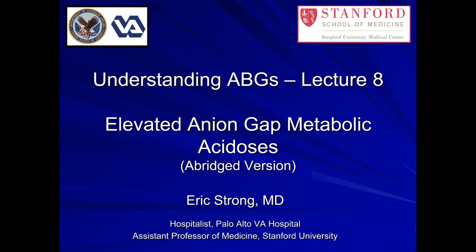This is the abbreviated version of the 8th lecture in this course on understanding ABGs, and the topic is elevated anion gap metabolic acidoses. While lectures 3 through 7 focused on providing a collection of rules for determining a patient's acid-base status, lectures 8 through 12 will discuss the differential diagnosis for each of the 5 general pathophysiologic states of acid-base balance, and provide some insight into how to establish a specific diagnosis in an individual patient.